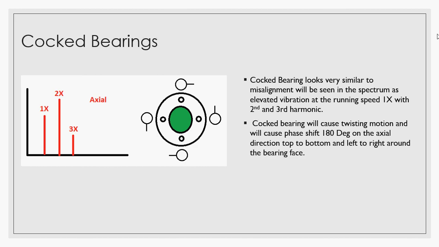And if you measure phase on the face of the bearing itself, a cocked bearing will cause a twisting motion and will cause a phase shift of about 180 degrees in the axial direction, top to bottom and left to right around the bearing face.